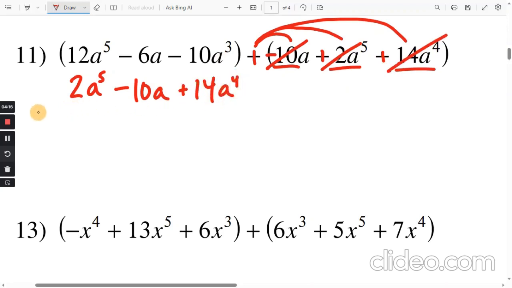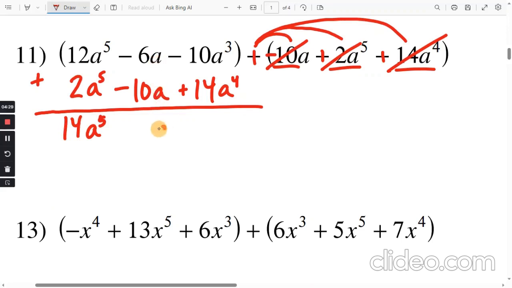All right, and now everything is lined up. And we're just going to add. A to the 5th matches, so we keep a to the 5th. And 12 plus 2 is 14. The a's match, so we keep the a. We have negative 6 plus negative 10, that's negative 16. These two do not match, so we leave it as is. Negative 10a to the 3rd. And positive 14a to the 4th.